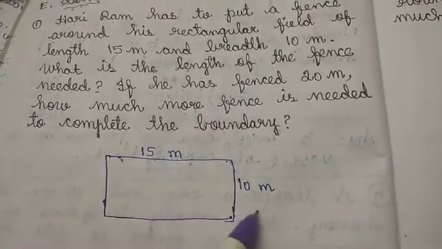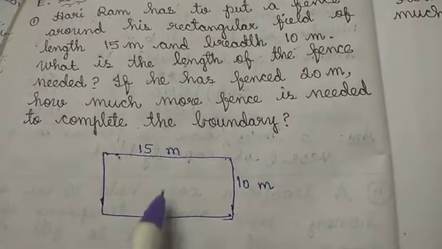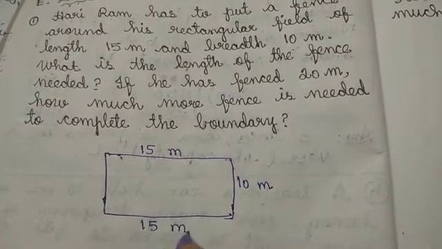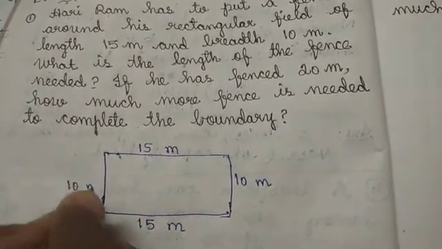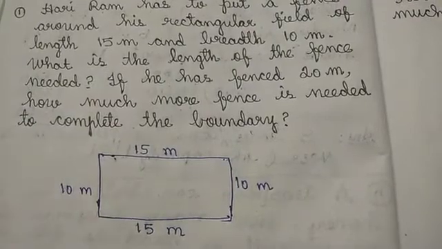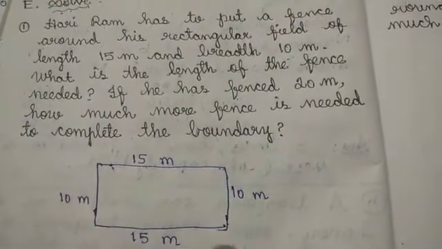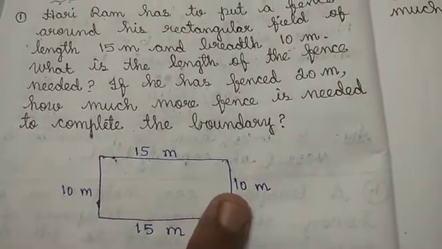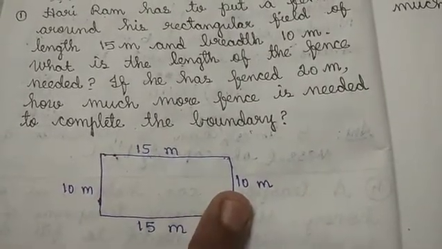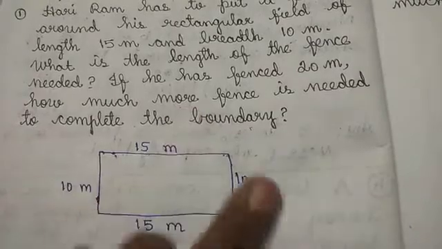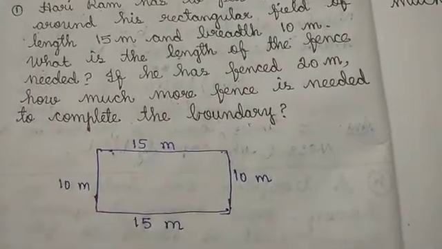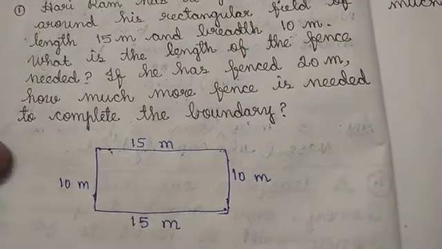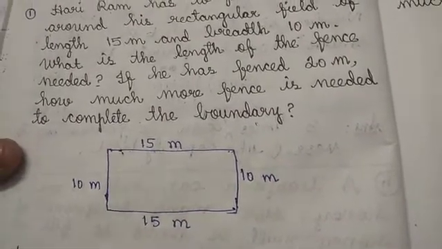So these two are given in the book, so what you have to do is write this also. Again here what will come, children? 15 meter and breadth 10 meter. Hari Ram has to put a fence around his rectangular field of length 15 meter and breadth 10 meter. So first we have to find the length of the fence needed. What will come, children?